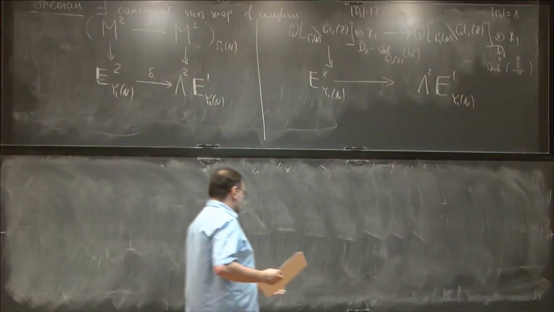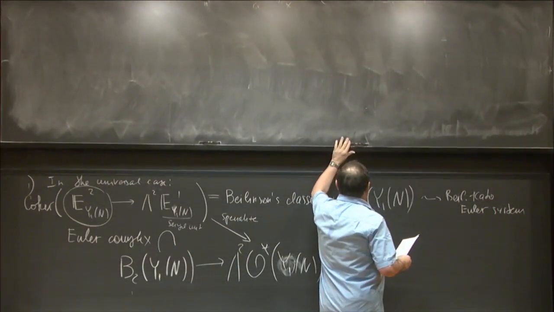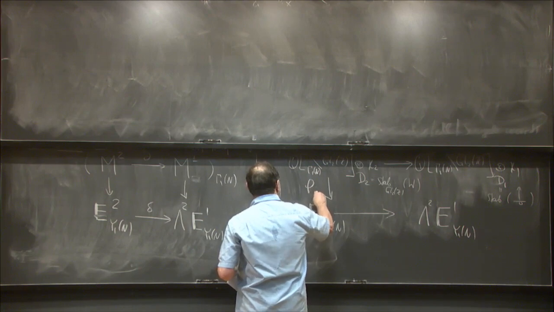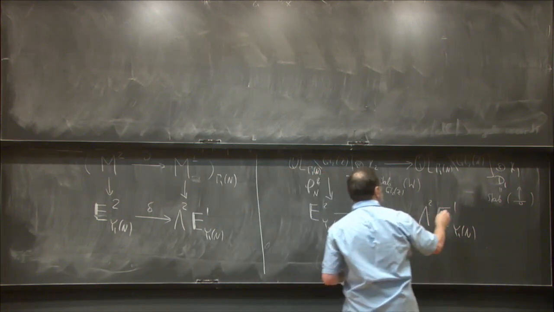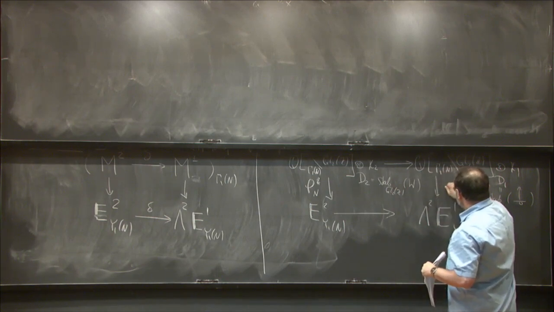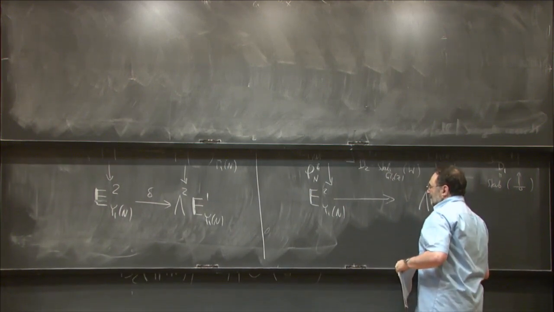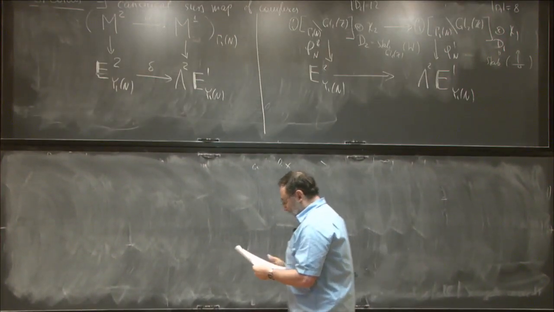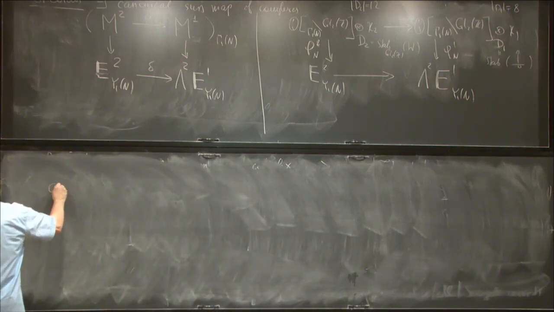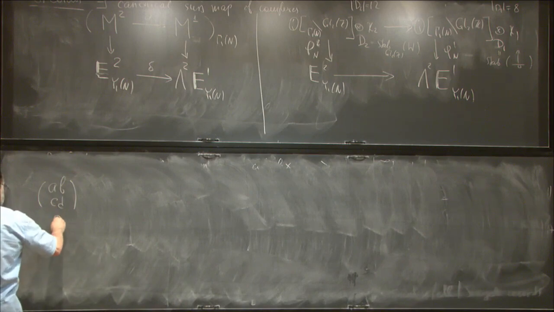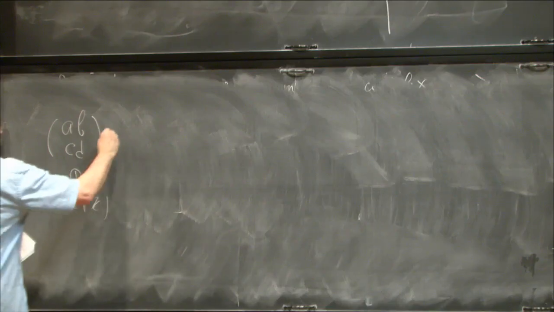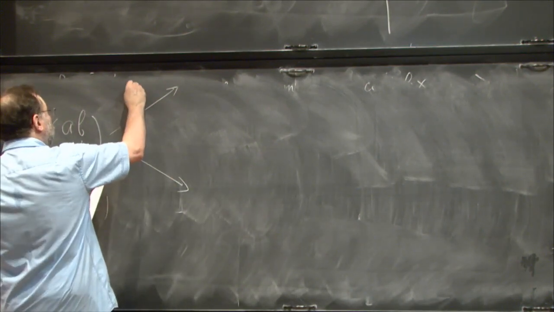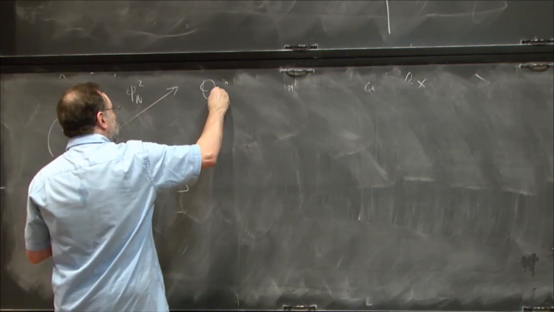So I forgot to name these maps. Let me call this guy phi n1, phi n2. And this is phi n1. Now, the construction is done as follows. So you start with a matrix A, B, C, D. This is a matrix from GL to Z. And then the map phi n2 assigns to this double unit.